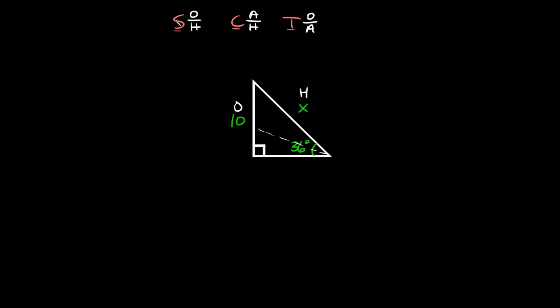So in this case, we would want to use sine, right? So we're going to have the sine of theta is equal to the opposite side over the hypotenuse. So we get that the sine of the angle, which is 36, is equal to the opposite side, which is 10, over the hypotenuse, which is unknown, which is x. As you might notice, we have something a little bit different here. The unknown variable is in the denominator this time, and we don't want that. To solve for x, we want it in the numerator.